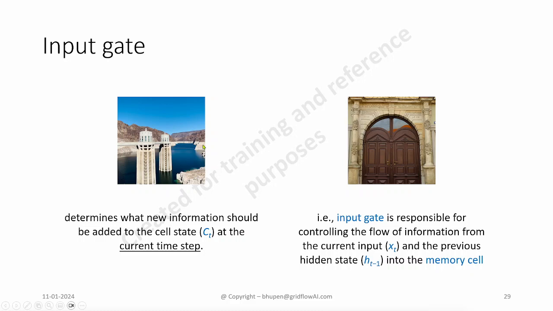Okay, so after the forget gate, let's talk about the input gate. In the forget gate, the outcome that we achieved was how much of the previous cell state we would like to carry to the current time step. In the input gate, we will determine how much new information we should add to the cell state at the current time step. So essentially, the input gate is responsible for controlling the amount of information from the current input into the current cell state.